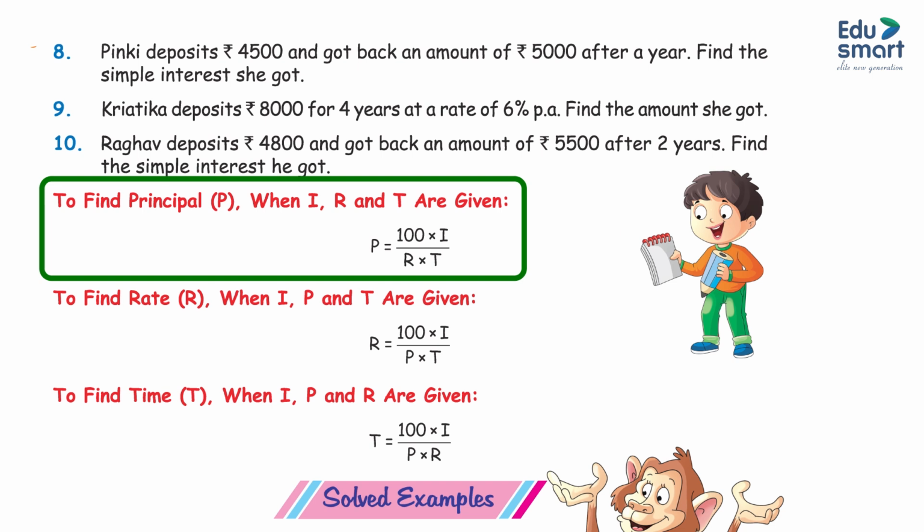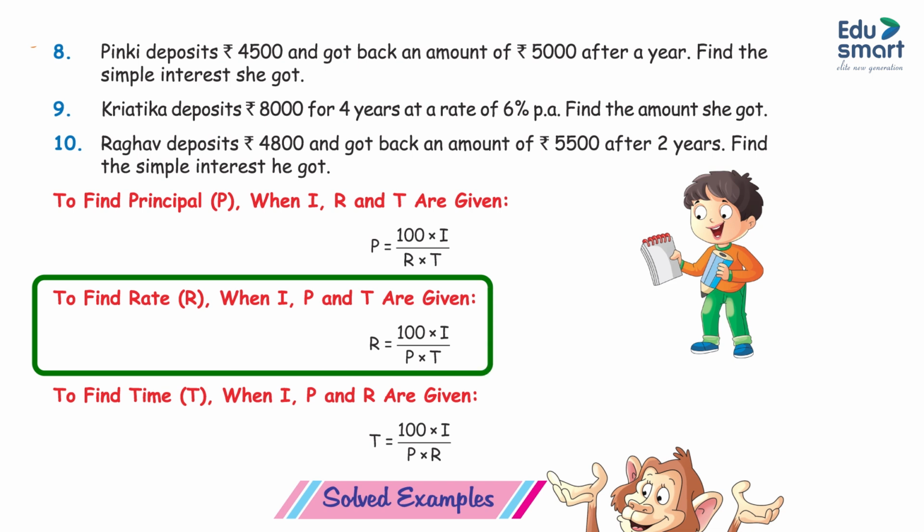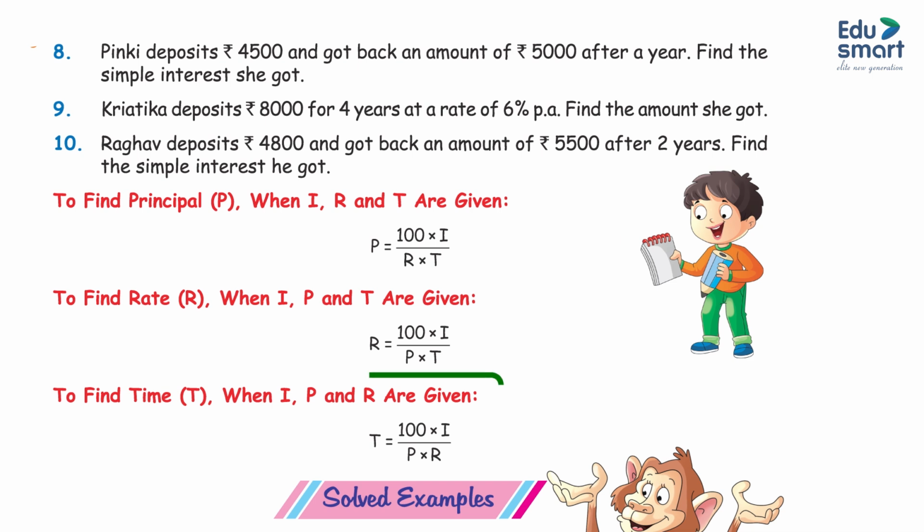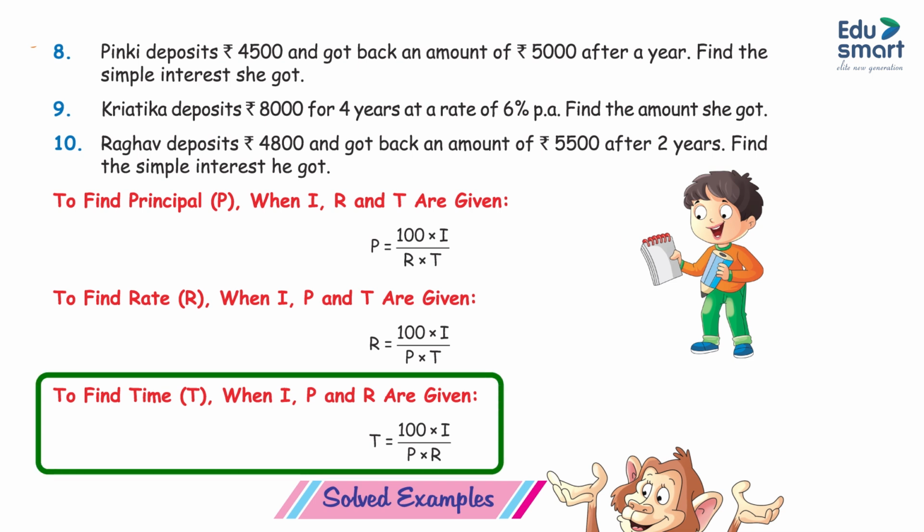To find principal P when I, R and T are given: P equals 100 into I upon R into T. To find rate R when I, P and T are given: R equals 100 into I upon P into T. To find time T when I, P and R are given: T equals 100 into I upon P into R.